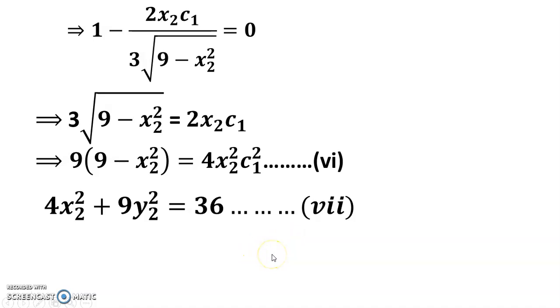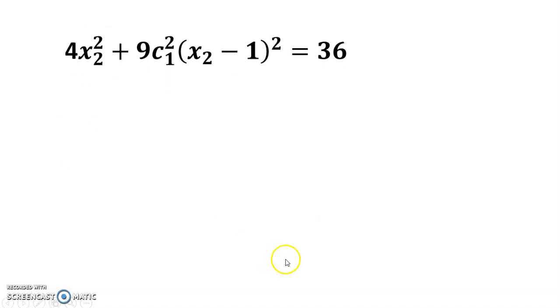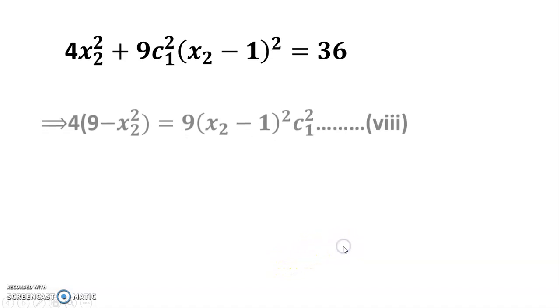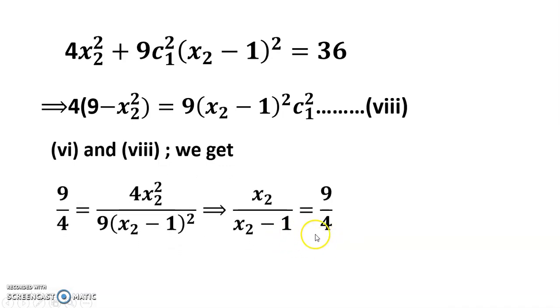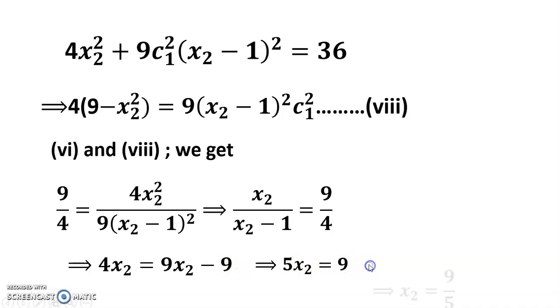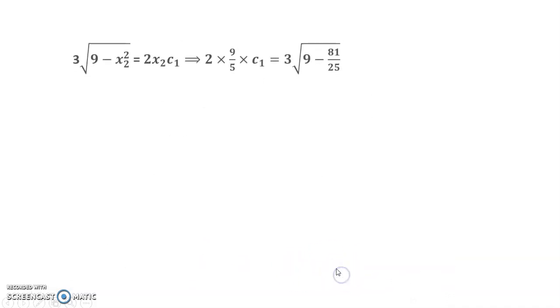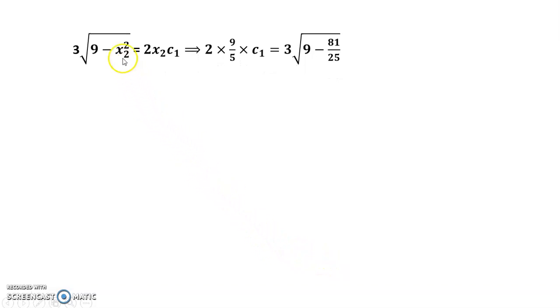And 4x2² + 9y2² = 36, because this is the equation of the ellipse. From equations 7 and 6, we have 4x2² + 9c1²(x2 - 1)² = 36, and 4(9 - x2²), these are the values. From 6 and 8, we get a relationship, and we get 5x2 = 9, so x2 = 9/5. If I put the value of x2, then we get the value of c1. c1 equals 2 after the calculation.